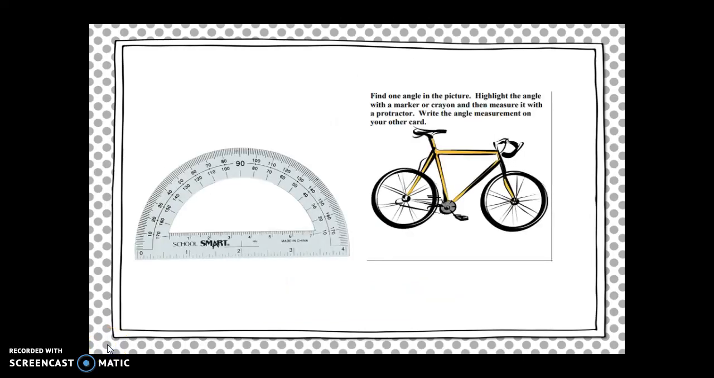All right, so let's look at our first example that we will do together tonight. Looking at this picture of this bicycle, we're going to find one angle in the picture. We'll highlight that angle using our highlighter or our cursor here. Tomorrow when you're here in class, you'll be able to use a marker or a crayon to do the same thing, to highlight the angle, and then we will measure it with a protractor and write the angle measurement down in our notebooks.